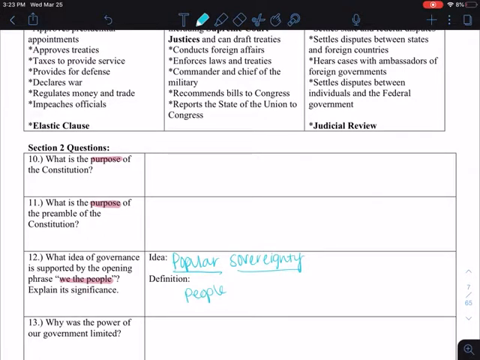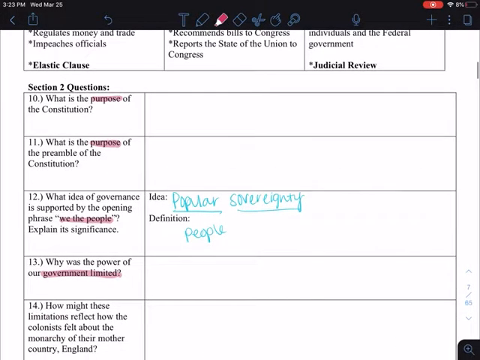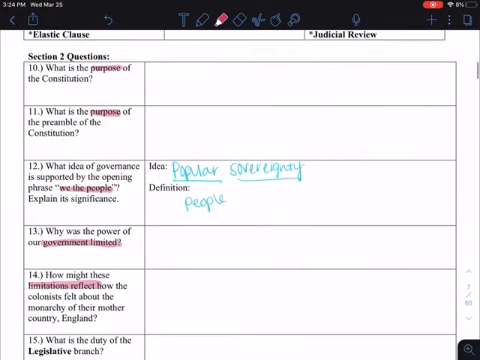Why was the power of our government limited? This goes back to how we felt about Great Britain during this time. We did not want to go back to the time of having a king, so we limit the power of the government in order to best suit the people, and that is all they can do. How might these limitations reflect how the colonists felt about the monarchy of the mother country in England? We didn't like how England ran us, so we didn't want to model that. We wanted to make it a little bit different.